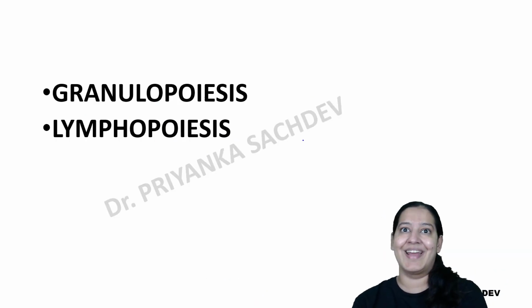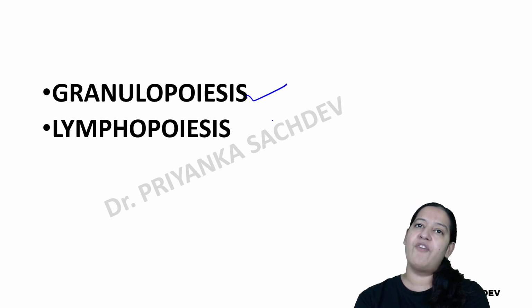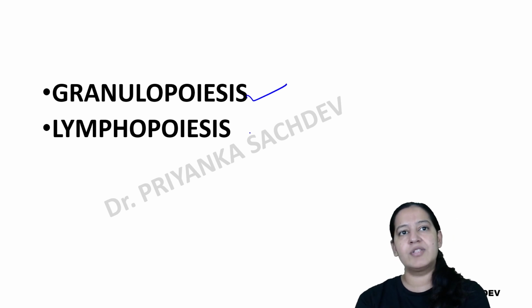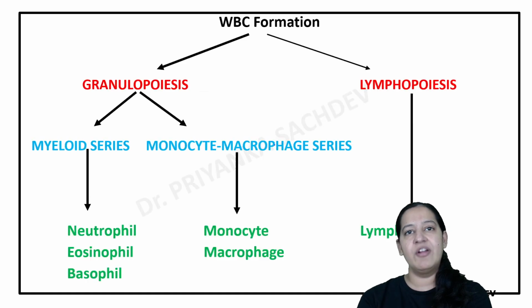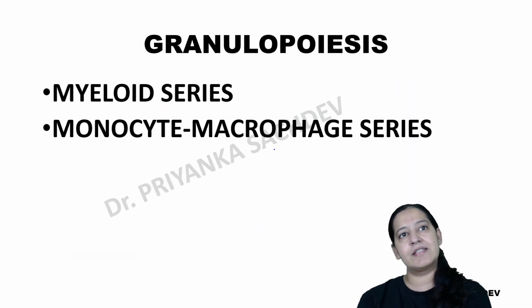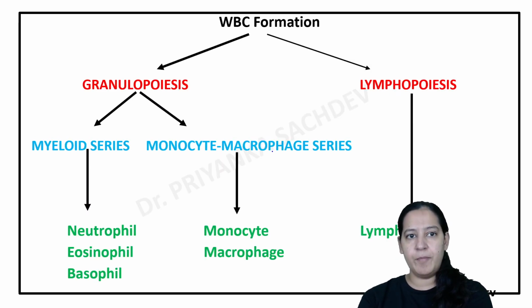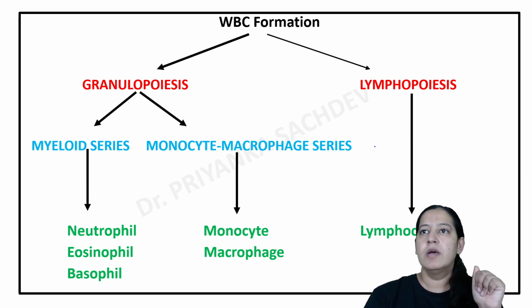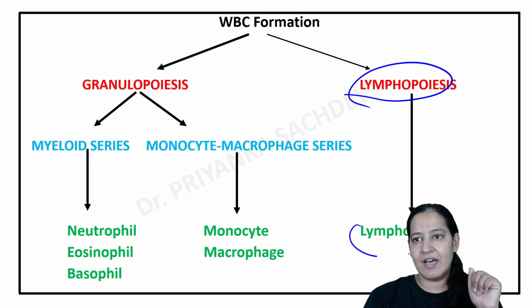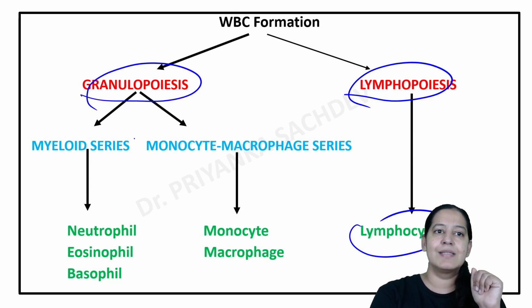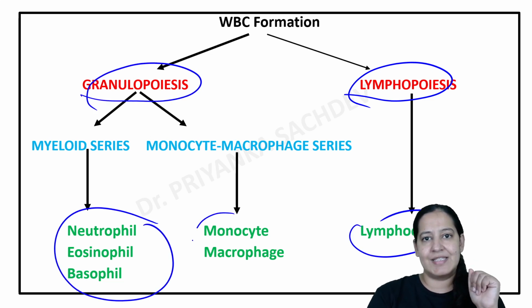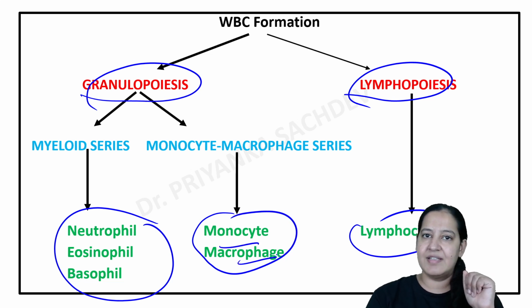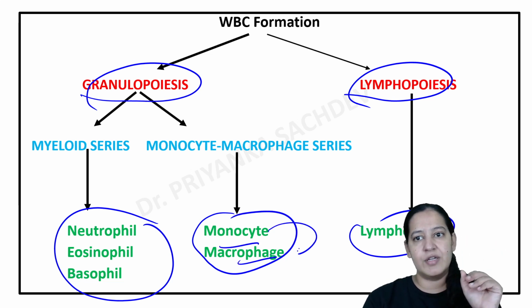I hope you are getting it. So granulopoiesis is the formation of WBCs, granulocytes, and lymphopoiesis is the formation of lymphocytes. Let's talk about granulopoiesis. Here, these are the WBCs, how they are formed. From lymphopoiesis, lymphocytes are formed, and in granulopoiesis, the granulocytes and monocytes are formed. You know, monocytes and macrophage is one and the same thing. When monocyte comes in tissue, it is known as macrophage.